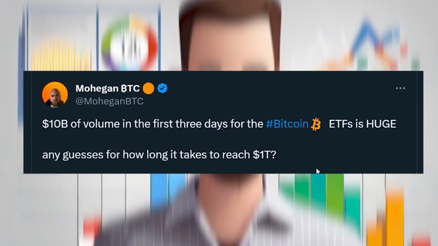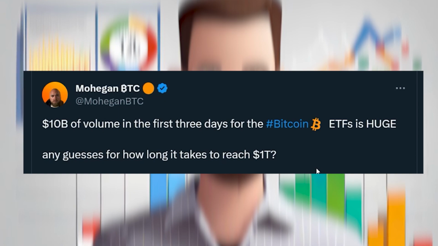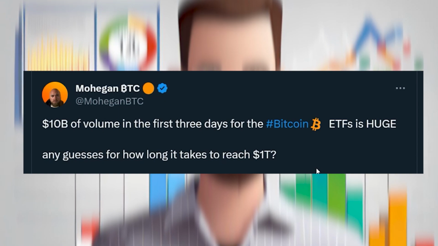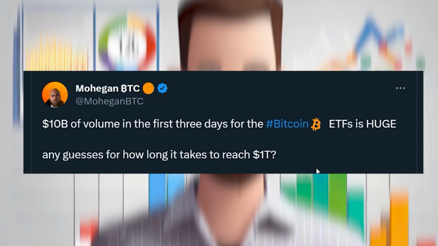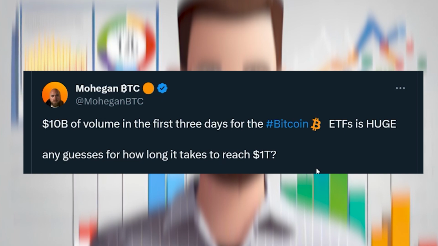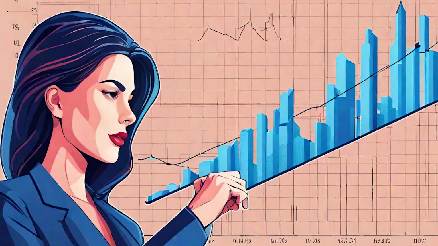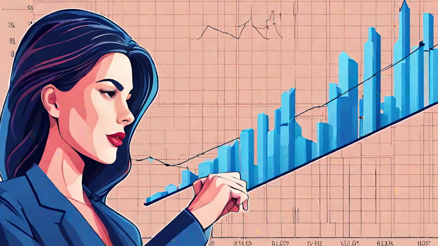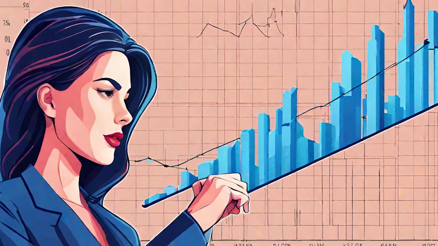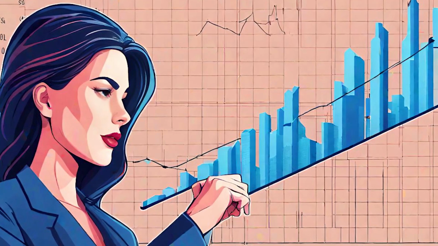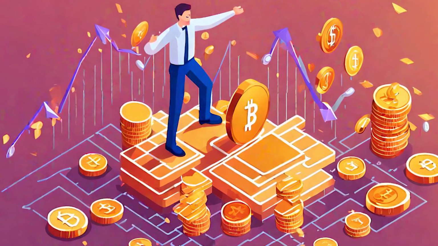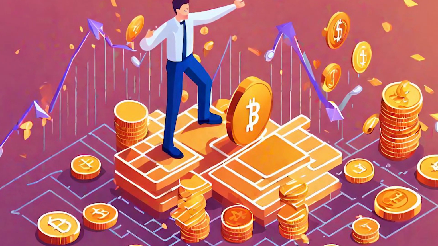First of all, we got news and updates that 10 billion of volume in the first 3 days for the Bitcoin ETF is huge. Any guesses for how long it takes to reach 1 trillion? Probably while most of that volume is GBTC selling off, man. So yeah, all I'm going to say is huge, but it's still just the start as they are preparing for way more stuff to happen with the Bitcoin ETF.